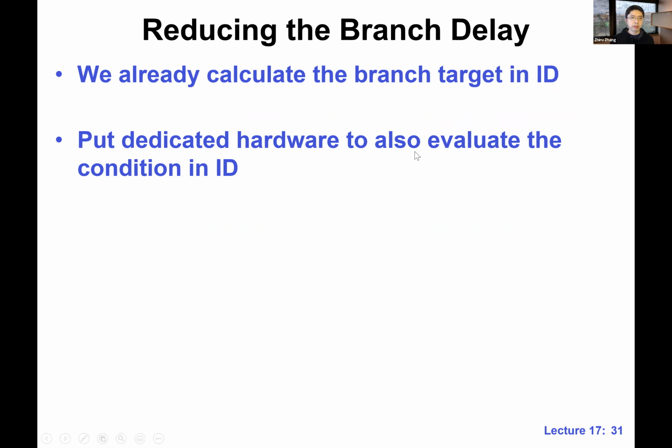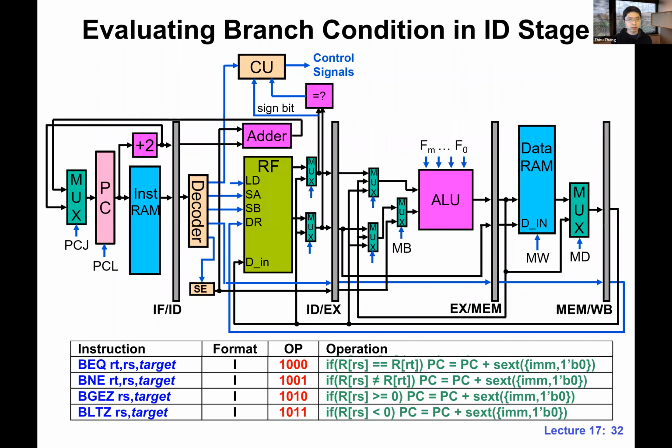Because there, we already have the decoded instructions. We already have the IDs of the registers. We already know the type of instruction. We also have the values of the registers. We're already reading from the register file in the ID stage. So the ID stage is actually more hopeful. So let's see how this can be done.